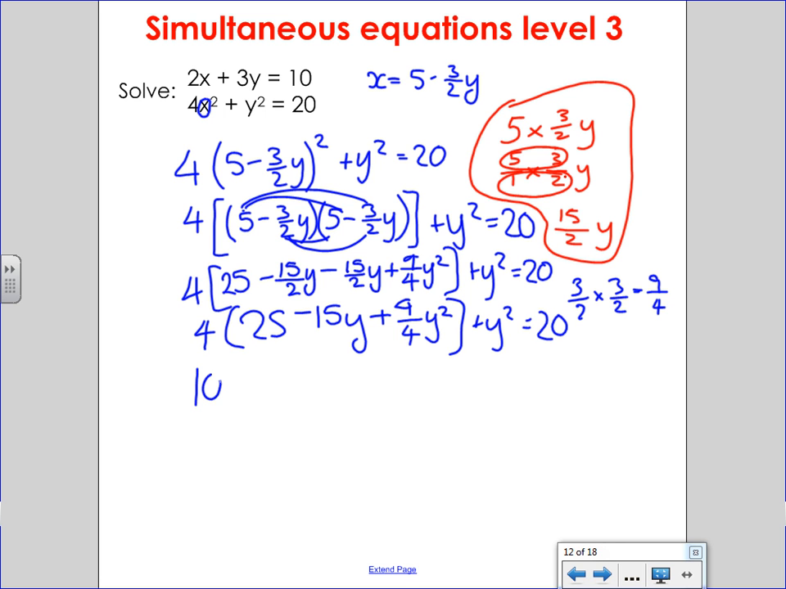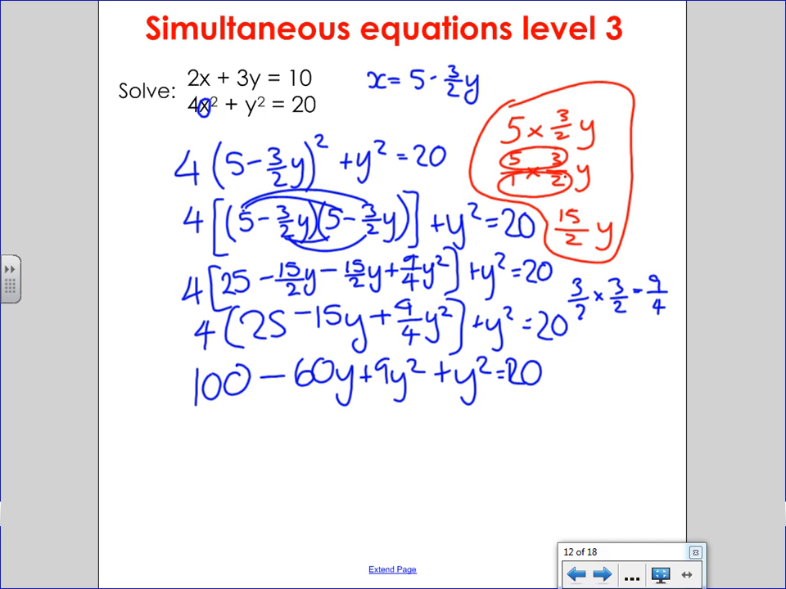So that's 100 minus 60y, that took a while, plus 9y squared. Plus that's everything in 9 divided by 4 times 4, it's just 9. Plus another y squared. Right, and then we're out of the bracket. There we go. So, let's collect the y squareds.